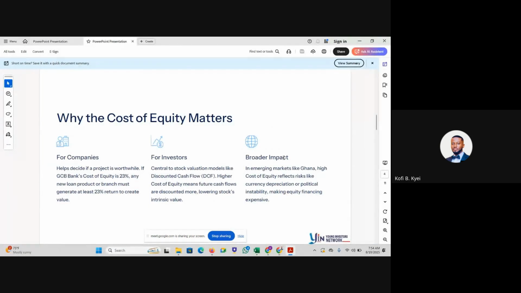Okay, so the main point is that higher cost of equity means future cash flows are discounted more. As I've shown you with the DCF model, the future cash flow is discounted to current valuation. And when you apply a high discount rate to the future cash flow of an institution that is well managed, if you're not careful, you suppress the cash flow or the intrinsic value, and you may not get the real intrinsic or fair value for the institution.